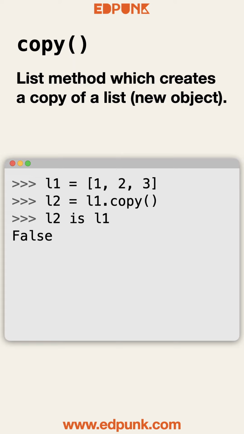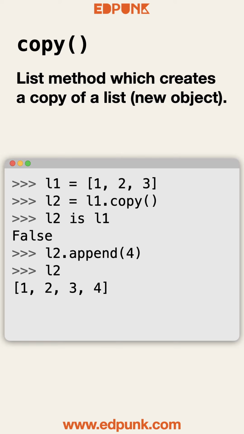Now, let us add a new item to L2 by executing L2.append(4). Let us view the contents of L2. We can observe that the list contains items 1, 2, 3 and 4. Now, let us take a look at the original list L1. You can see that the list L1 is not modified.